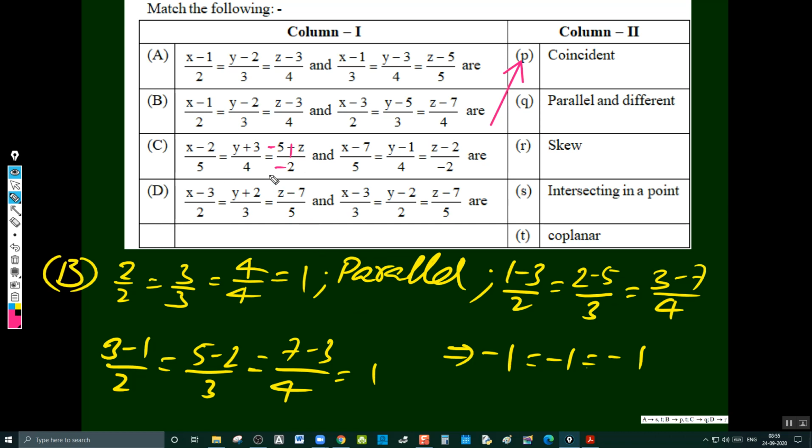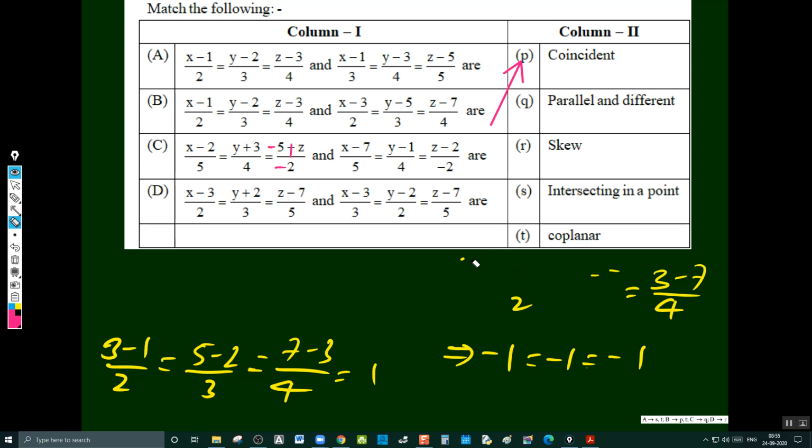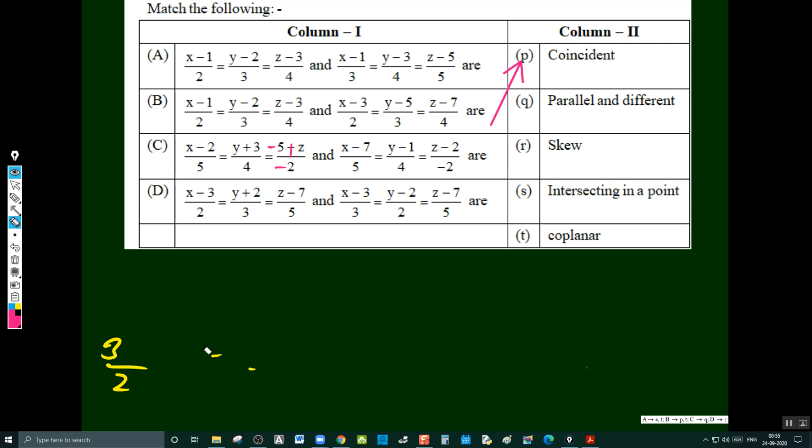Then here also, it is very clear that the DRs of the two lines are proportional. Please respond whether they are proportional or not. After taking that minus common only, you will understand. So that is why there is a small twist here. Instead of writing z minus 5, he wrote it as 5 minus z. That is to be understood properly.